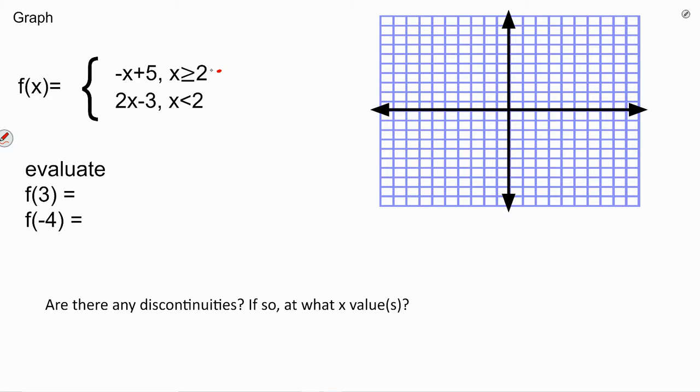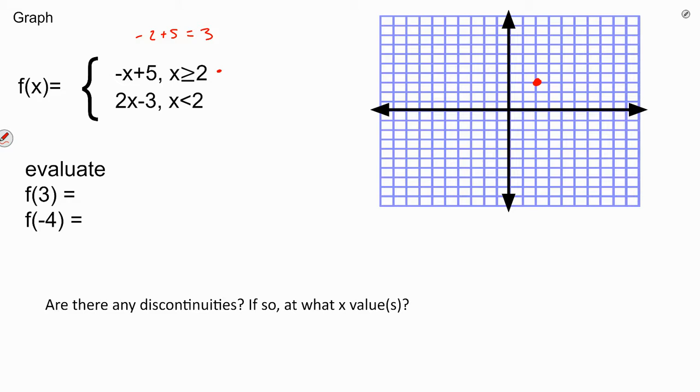The first x I can plug in here is 2. So I'm going to do negative 2 plus 5 and get the value of 3. This tells me the point (2, 3) is a part of my graph. So I'm going to plot that. We're going to make it a solid dot, because this is an equal to, meaning that 2 is a part of this particular rule.